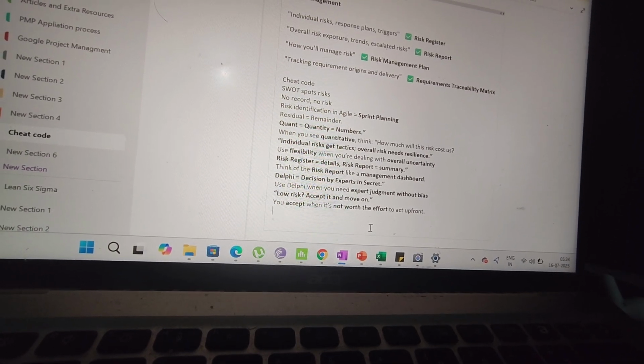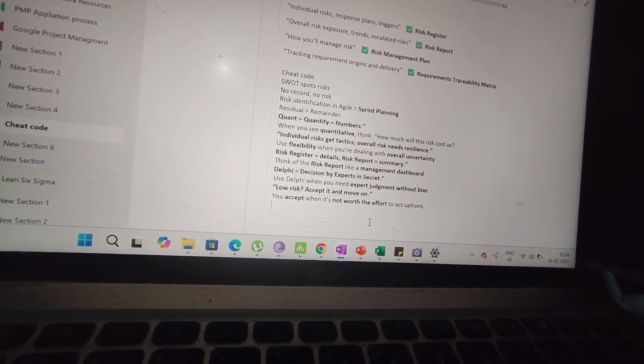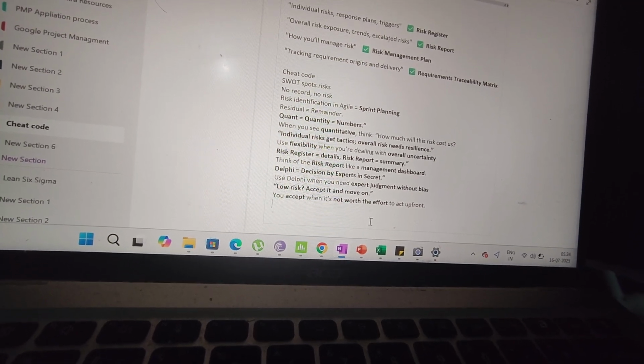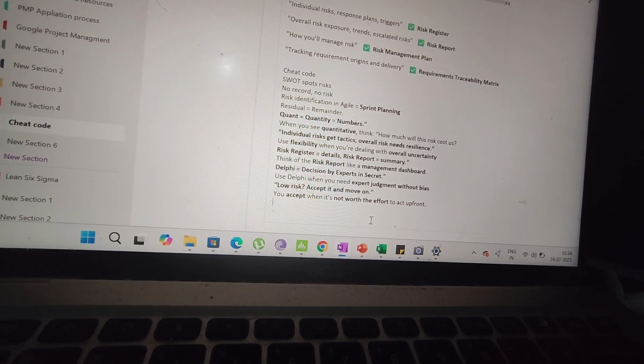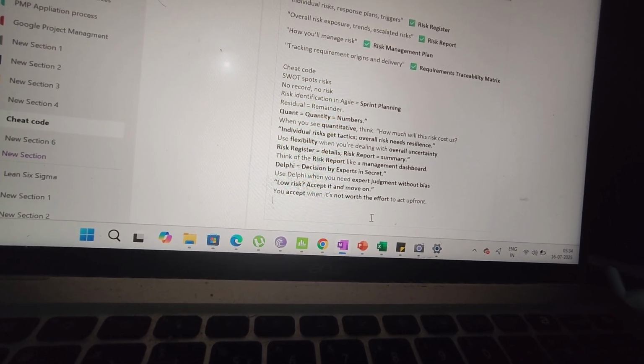Risk report is the overall risk exposure, which means trend, escalated risk, the higher level summary. Once we have all the details, all the risks over there, then we write a high level summary of it, which we call the risk report. That is generally shared with the stakeholders, as I got to know so far. If I make any mistake, please pardon me, because I'm also in a learning stage.